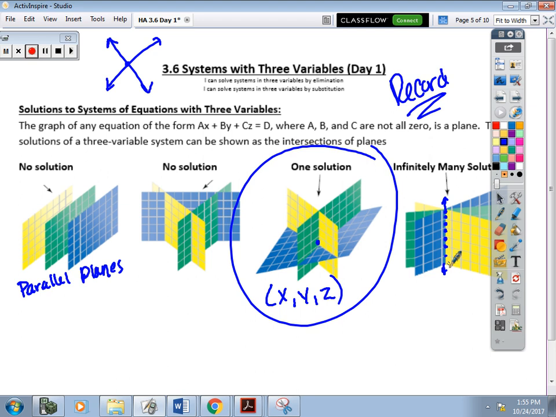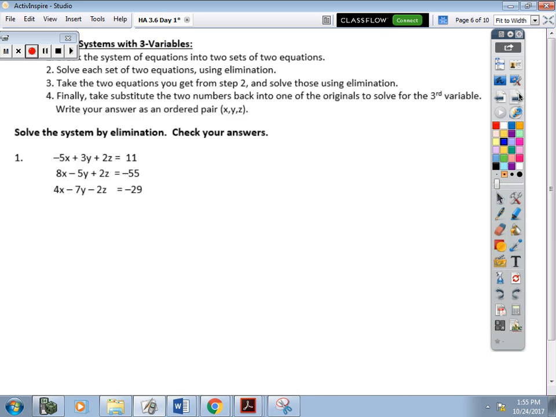Now, you'll notice we're going to solve by elimination and substitution. Today we're going to focus on elimination because all of ours will be in standard form, and that's the easiest way to do it. Basically, you're going to do elimination two times. We've normally only had to do it once. We're going to do it two times. And there are steps typed out to solve.